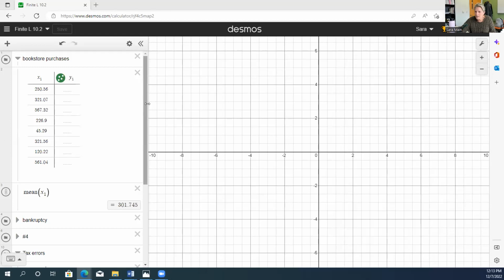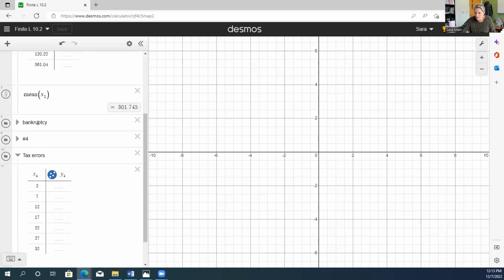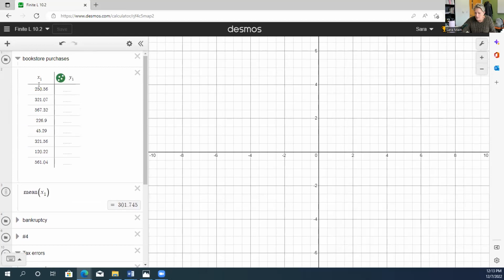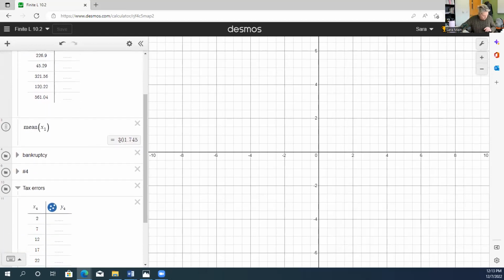So we are looking at bookstore purchases. I put them into a table by pressing the plus button and adding a table, and I entered those up, and then I just typed the word mean, and make sure you're referencing the column that your data is in. And we got the average purchase at the bookstore was $301.75.